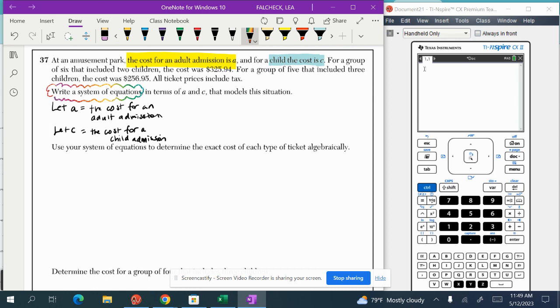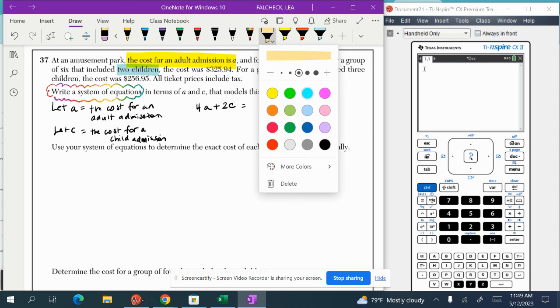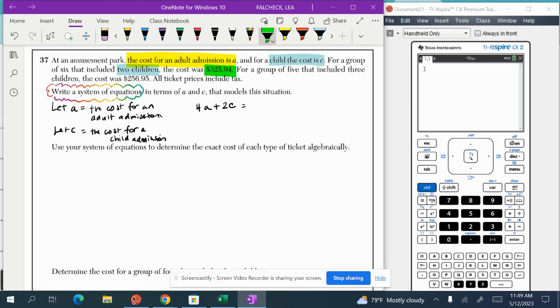For a group of six that included two children, okay, so there's two children, and there's six people. Therefore, how many adults must there be? Four adults. The cost was $325.94. Okay, so that was our total. So it's going to go on the right hand side of the equal sign.